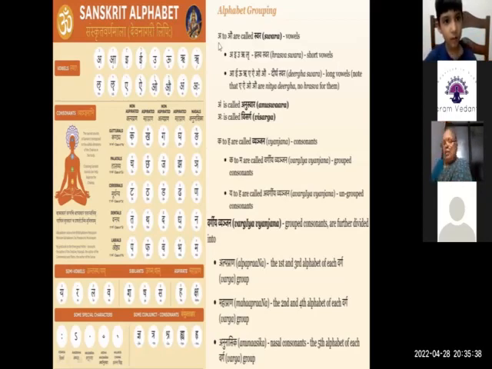Here, this anuswara, you can see in shloka number 1 in the 12th adhyaya: Evam satata yuktaye. In that evam, at the end you hear the letter M. That is anuswara. Even in echa pyaksharam avyaktam, you can see the anuswara.